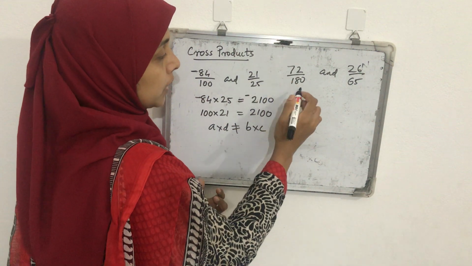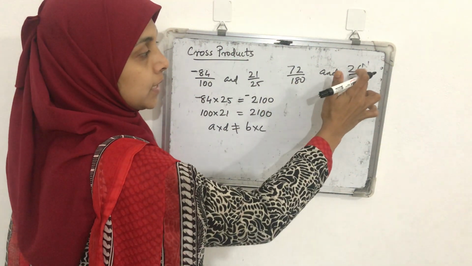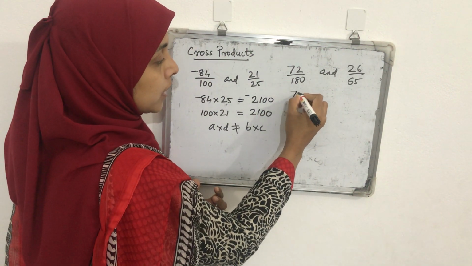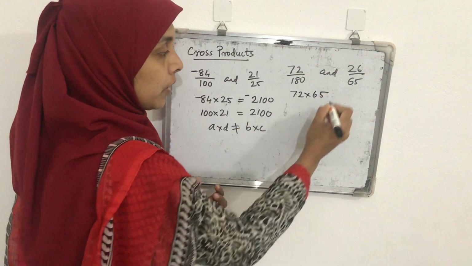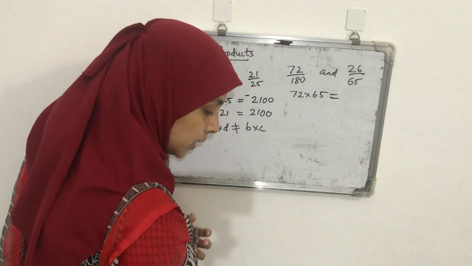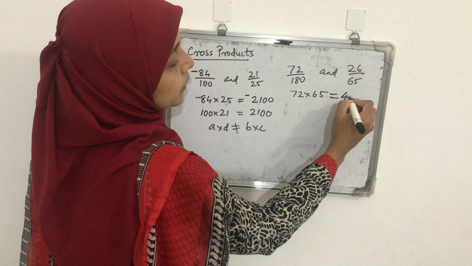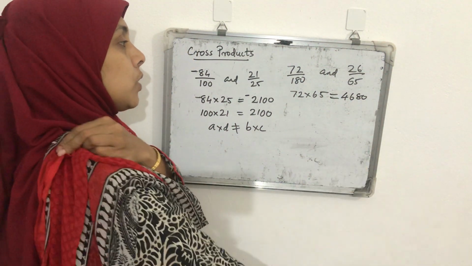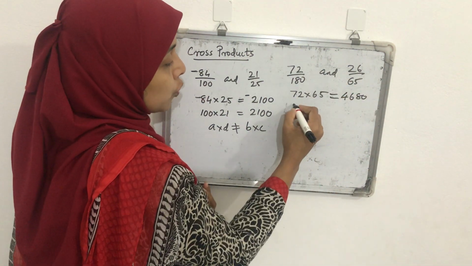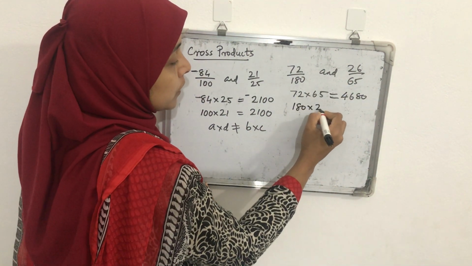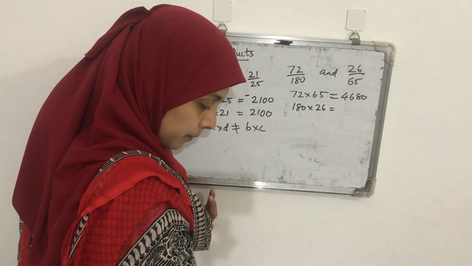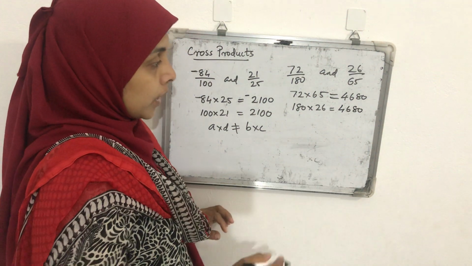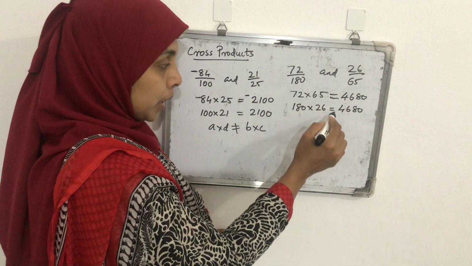So here a is 72, b is 180, c is 26 and d is 65. So a into d is 72 into 65. What is its product? 72 into 65 will give 4680. That we can do in the working column. Next, b into c, 180 into 26. That also you will get 4680. So what we proved here is a into d is equal to b into c.